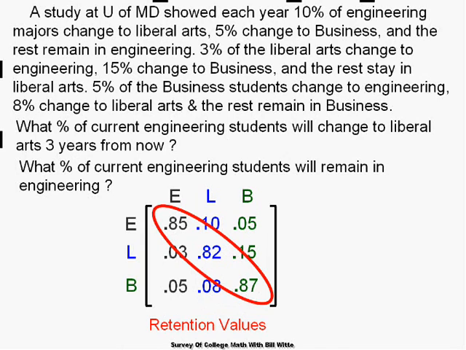By the way, remember that the cross section here, the top left to bottom right, is going to be the retention values. And we'll use that again later today. So to go from engineering to engineering, in other words, retain it, is 85% of the people. 82% of the people stay in liberal arts from L to L, and 87% of the people stay in business. Apparently business is the most popular. Remember that top left to bottom right, kind of a diagonal.